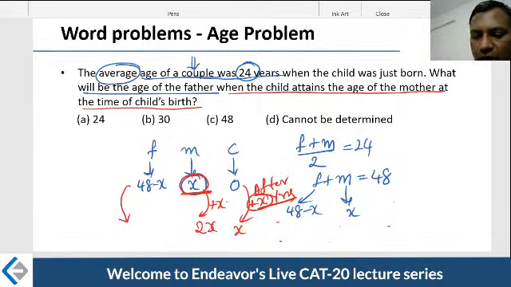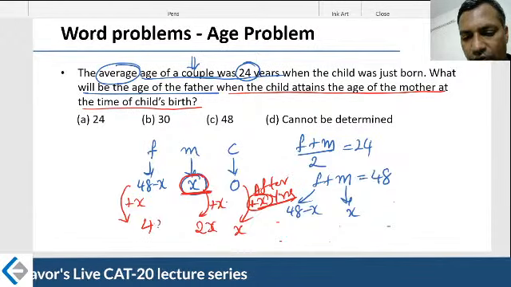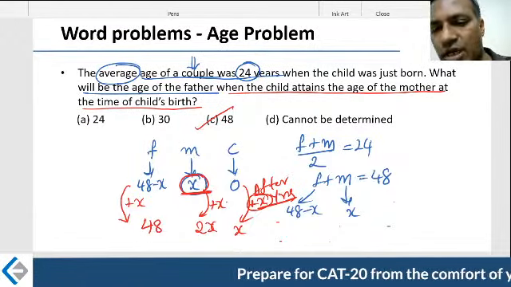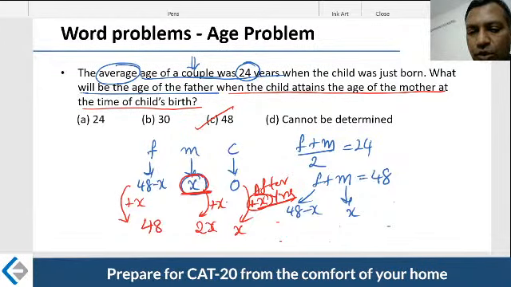What about the father? The father also grows older by x years. Everyone will grow older by x years. Therefore, 48 minus x plus x. The x and x get cancelled. Therefore, the age of the father is 48. Such a beautiful question. That was the answer, because that is what was asked: what will be the age of the father? The age of the father is 48. There is nothing here.